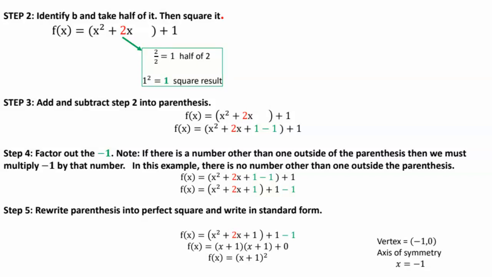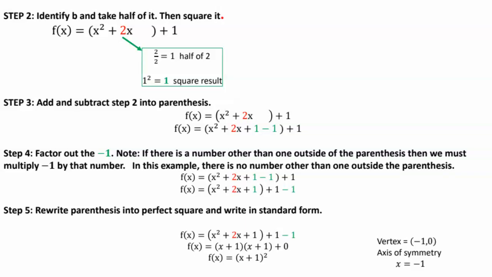Now there is no k value, and I put a plus 0 on there. It's not necessary, but that was just for you to see that there is no k value. So our y value is 0. So our vertex is at negative 1, 0. The equation of our axis of symmetry is the x value of our vertex. So this would be x equals negative 1. And that's why we love quadratics in standard form, because it allows us to see the vertex and also the axis of symmetry.